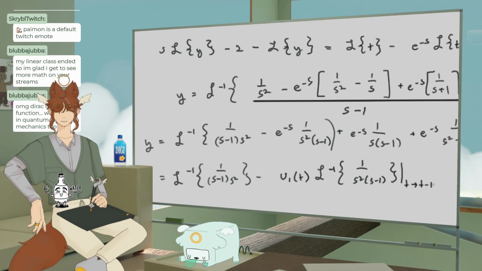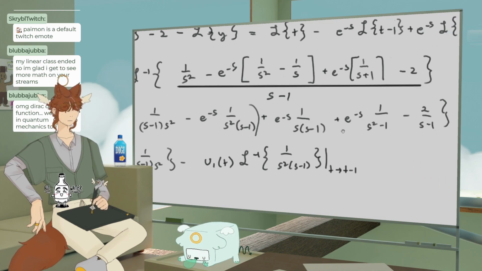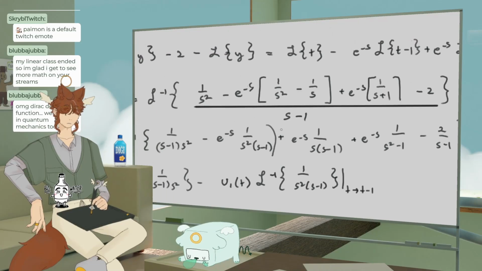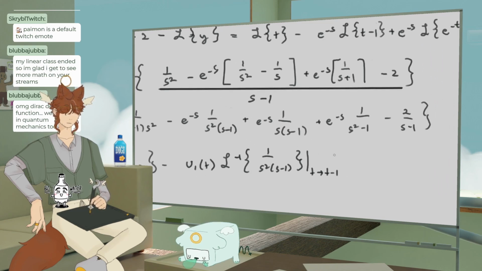Is that true? Let's see. That was multiplied by what? E to the negative s. This one is multiplied by e to the negative s. So we're going to t minus 1. Okay. Same deal. Why did I draw this? What was the point of that line? When did I draw that line? Okay, I'm going to chalk that up to I was trying to maybe move the board. So we have another u1 of t.